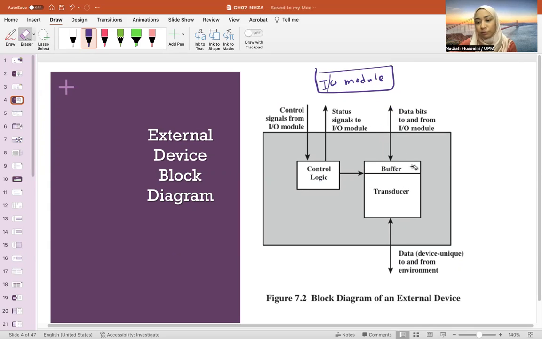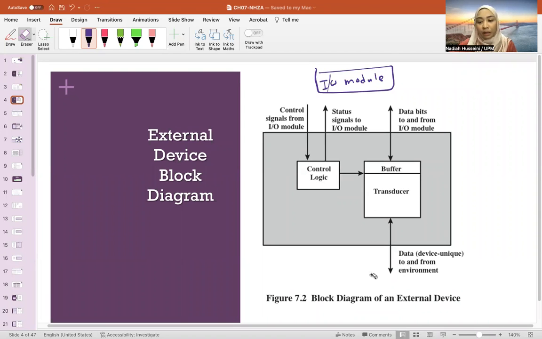So the data goes through a buffer. I will explain what the buffer is for. The buffer basically acts like a temporary storage. We know this briefly, that the buffer acts like a temporary storage. And then we have the transducer to translate the signal.